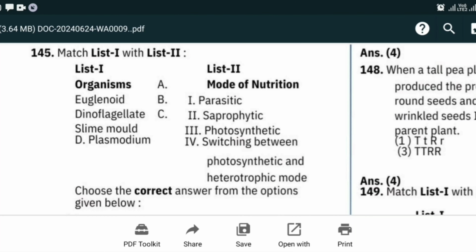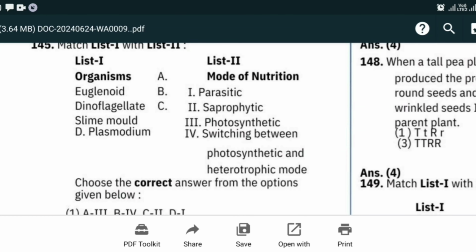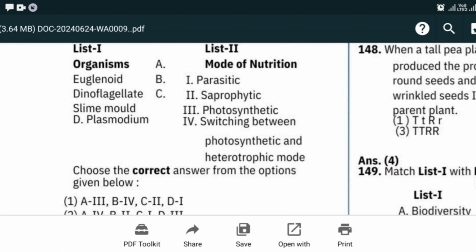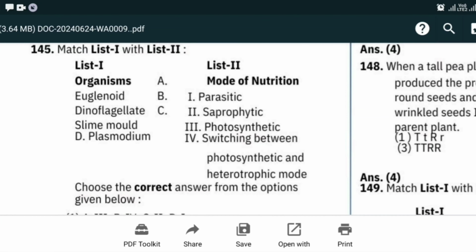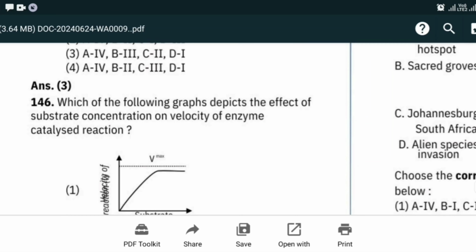Then from biological classification, match the following question they have asked. Euglenoid, as we know, is switching between photosynthetic and heterotrophic mode, because it is acting as both. Then dinoflagellate, it is one of the photosynthetic organisms. Then slime mold is saprophytic, and plasmodium is parasitic, that is protozoans. So the correct option is third option.